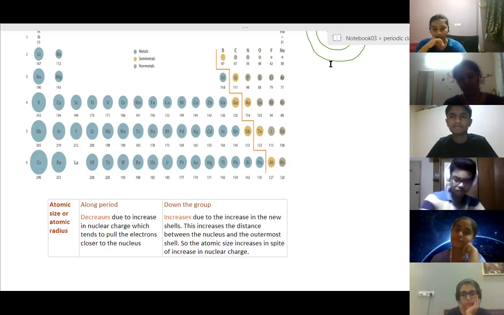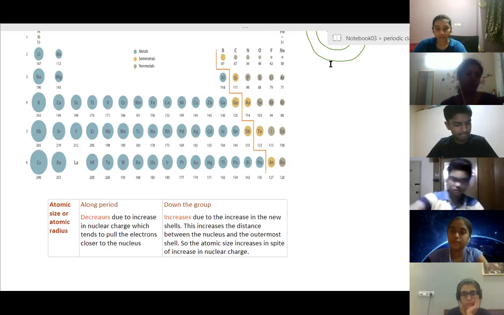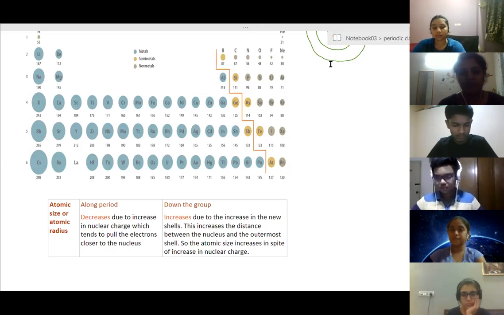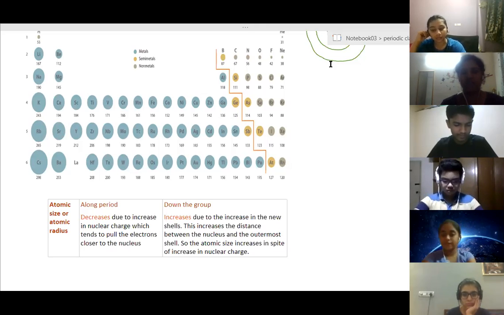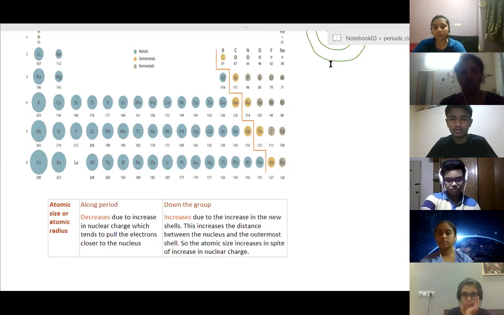And what about non-metallic character? That is electronegativity, the property or tendency to gain electrons and become a negatively charged ion. So in which case is it easier and in which case is it difficult? When we move along the period from left to right, what happens?